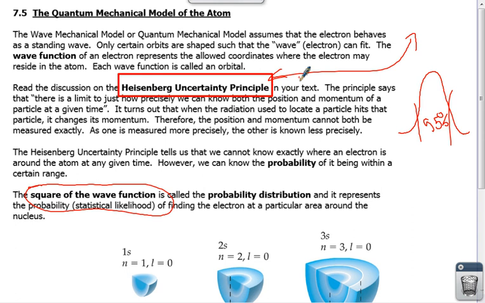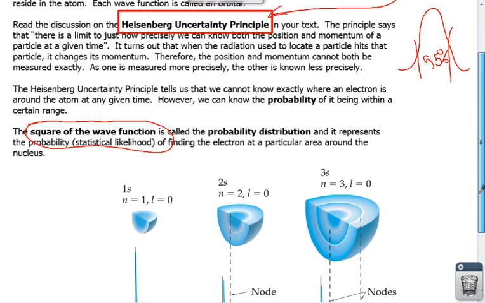And this is truly a problem when you're talking about electrons because they're moving at thousands of meters per second. The second you know where it is, it's not there anymore. So instead of trying to pinpoint exact locations, we then described their area using a wave function.